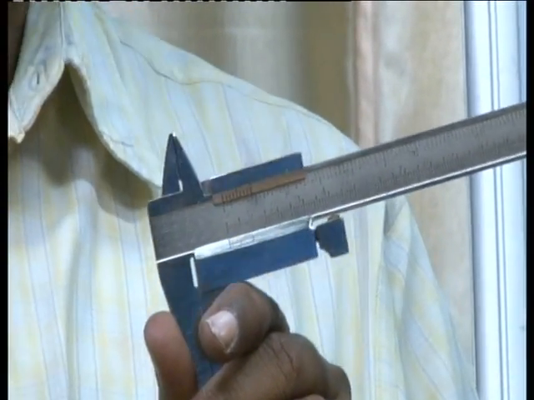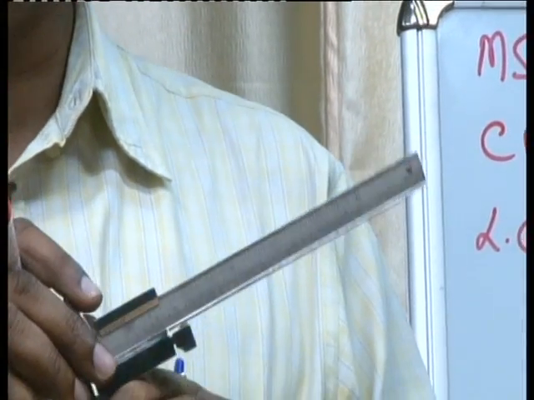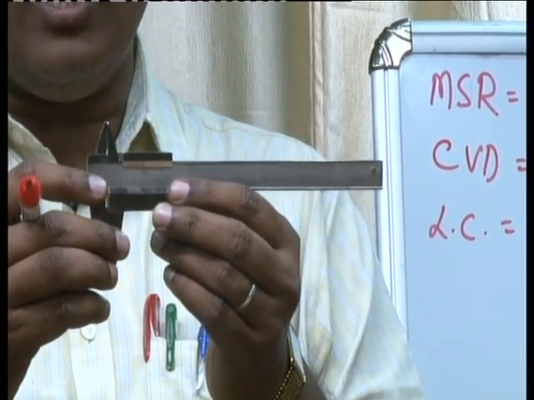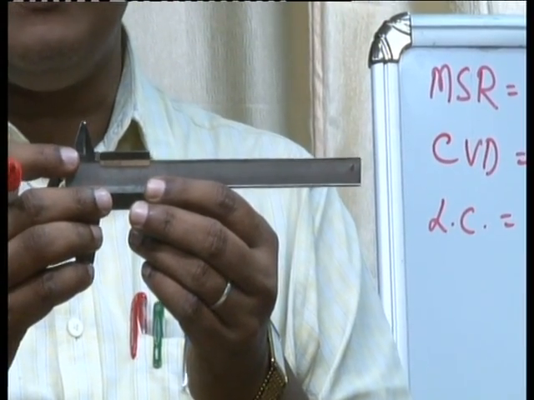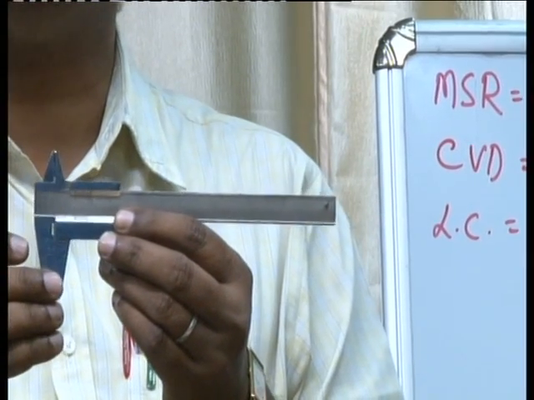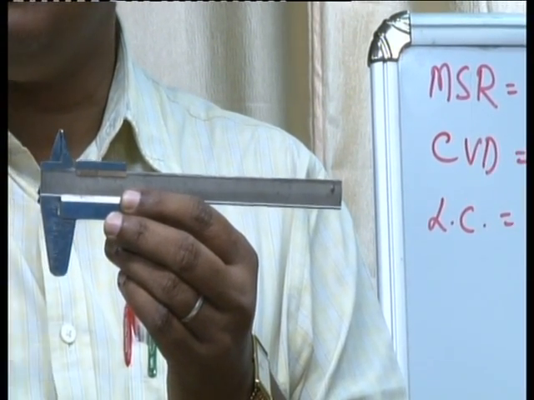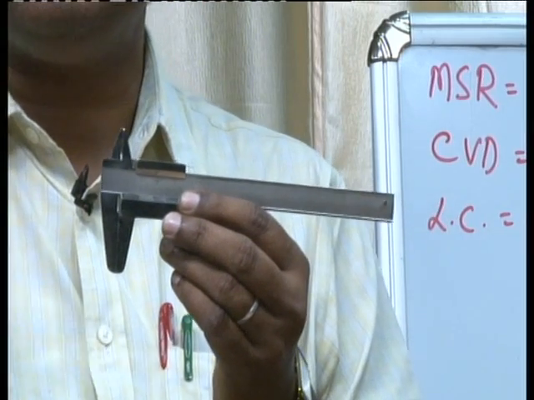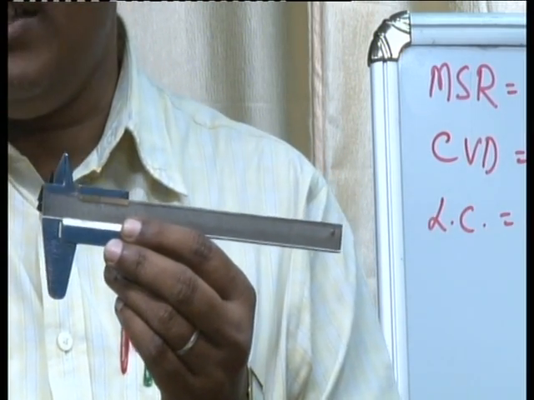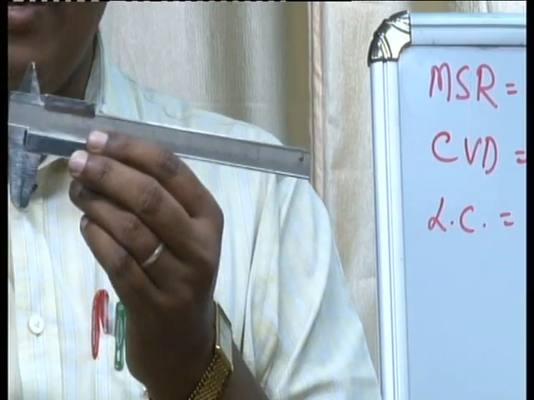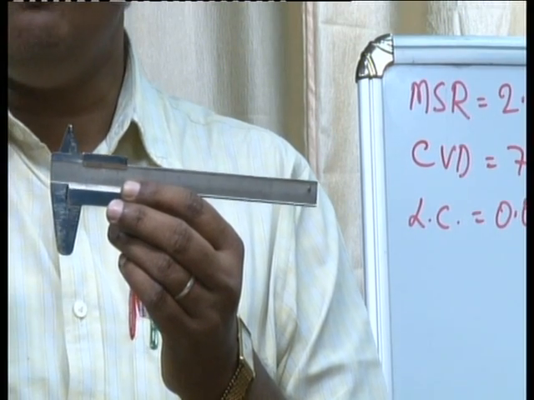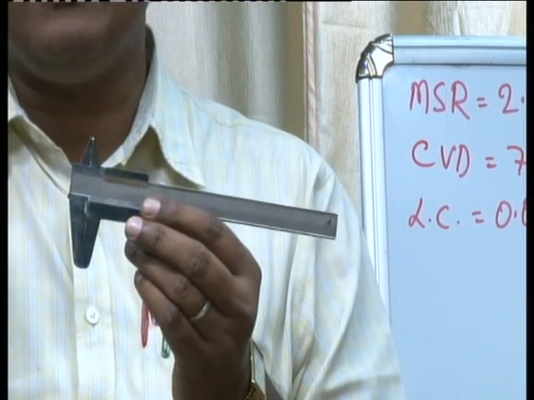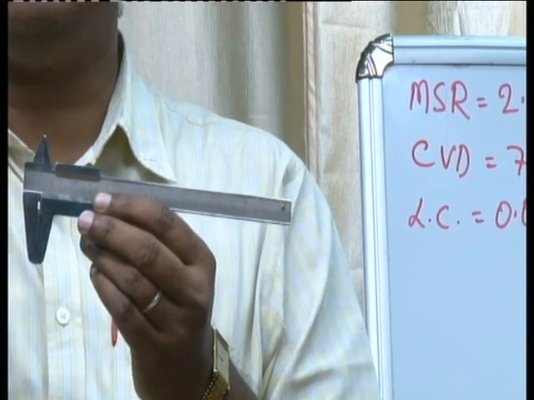So this is one of the possible vernier calipers. One more type of vernier calipers you may get is such that whenever the fixed jaw comes in contact with the movable jaw, the zeroth division of the vernier scale is to the right of the zeroth division of the main scale. I repeat, the zeroth division on the vernier scale is to the right of the zeroth division of the main scale. In such a case, the error is positive. This is the second possibility. One more possibility is that the zeroth division of the vernier scale is to the left of the zeroth division of the main scale. Under such circumstance, the error is negative.